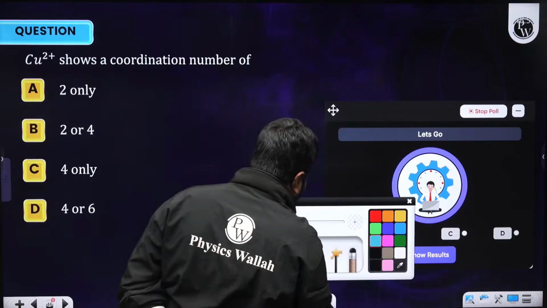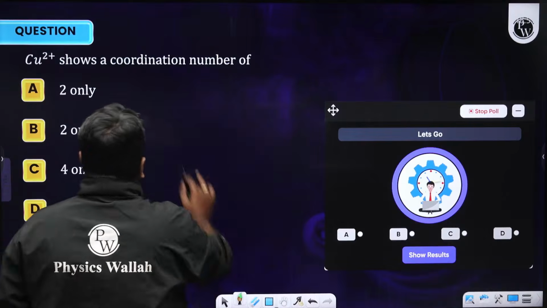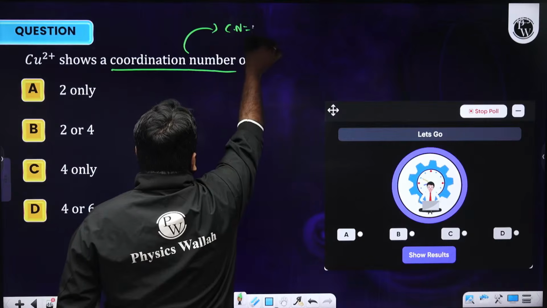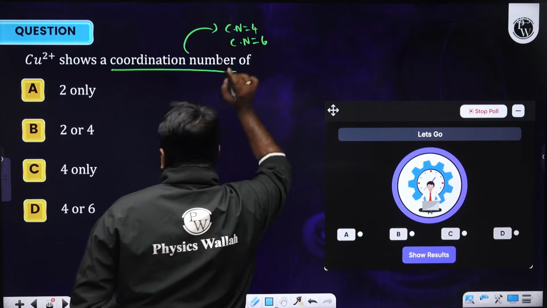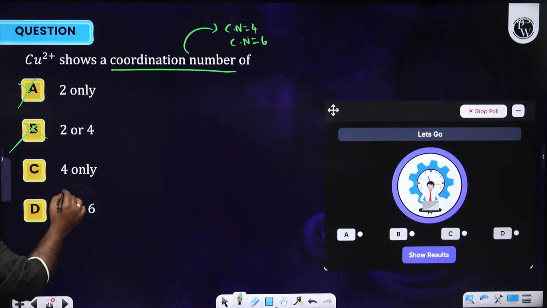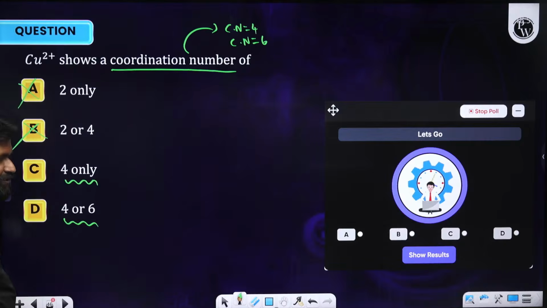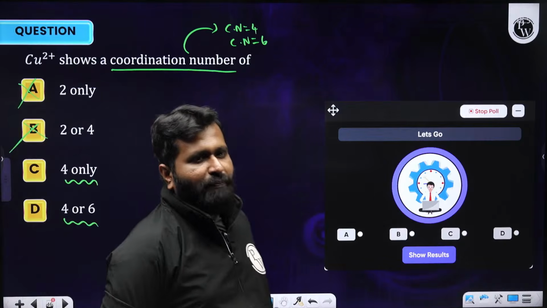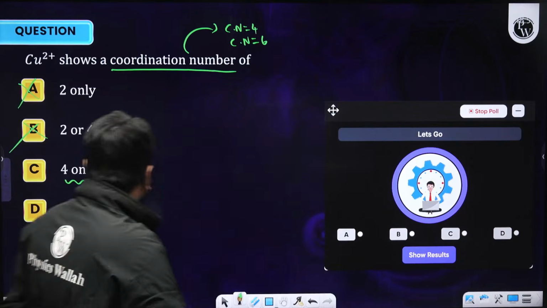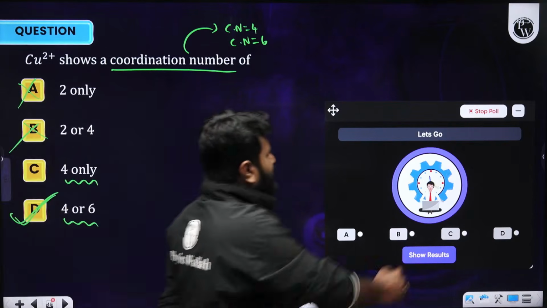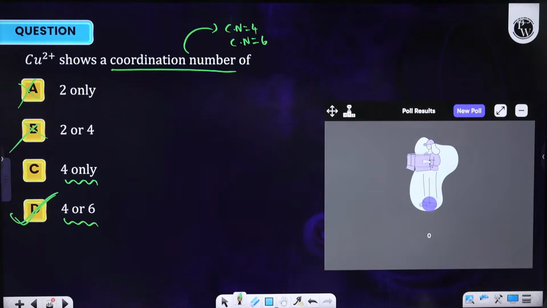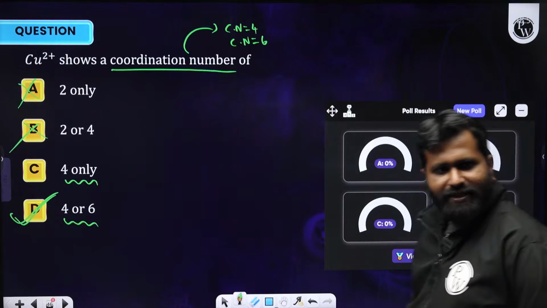Don't think these are all complicated questions, my dear students. Tell me, when it comes to coordination number, what are the things possible? Coordination number 4, coordination number 6, and 2 in any complex. So now the question is 4 only or 4 or 6. With respect to copper, no, both 4 and 6 are possible. So option D is the right answer.